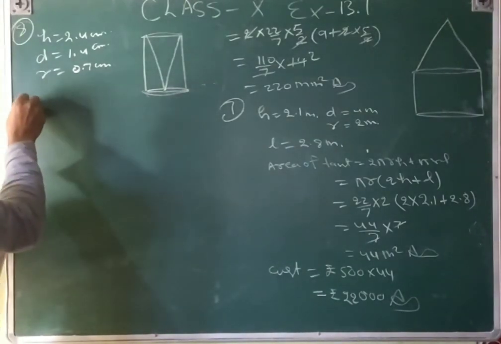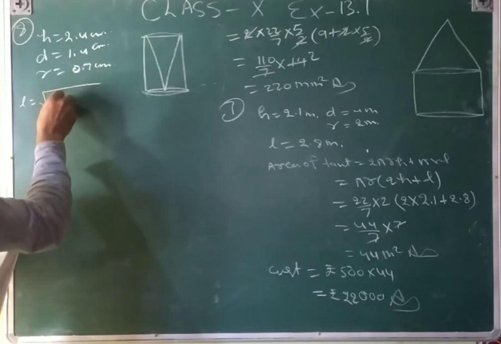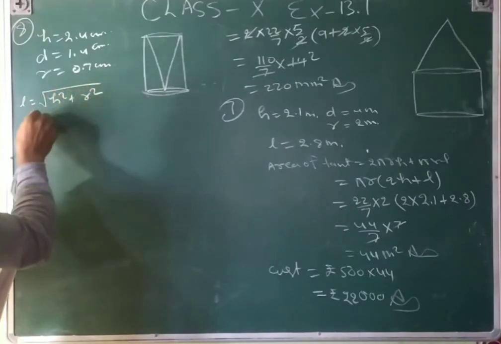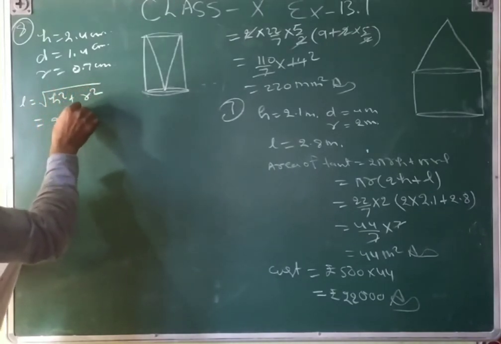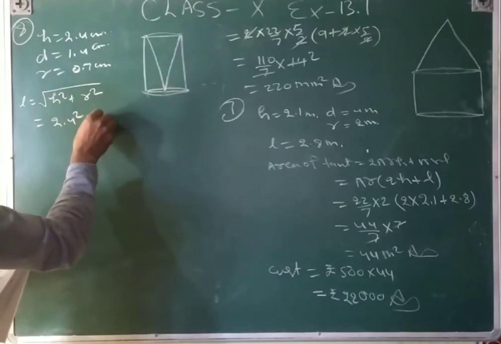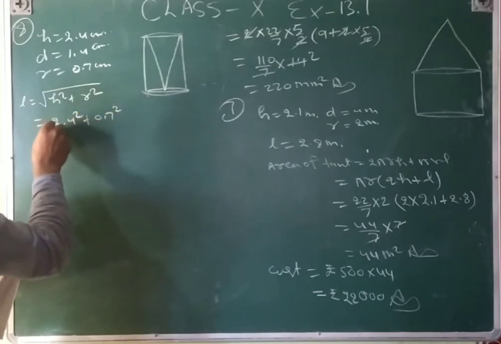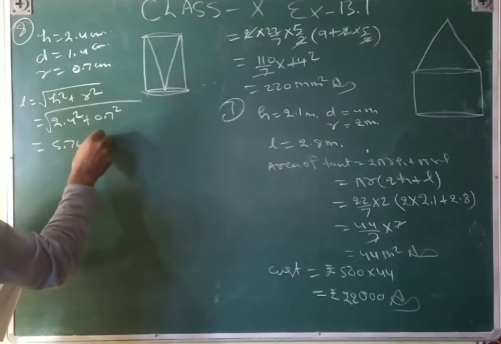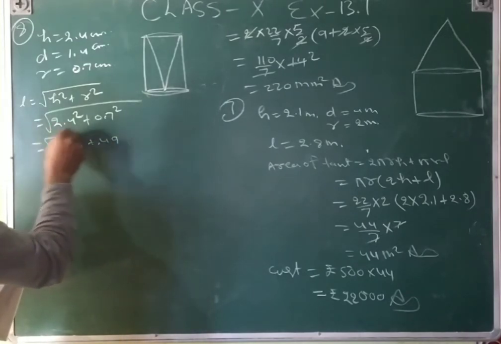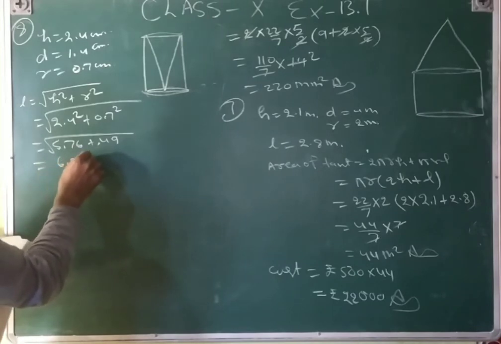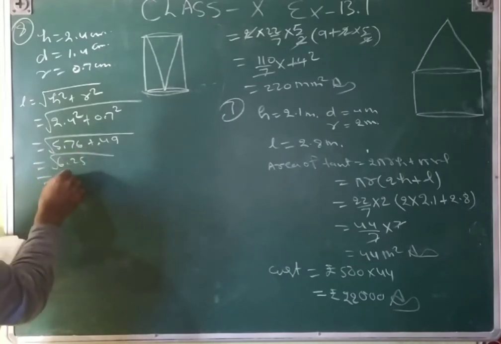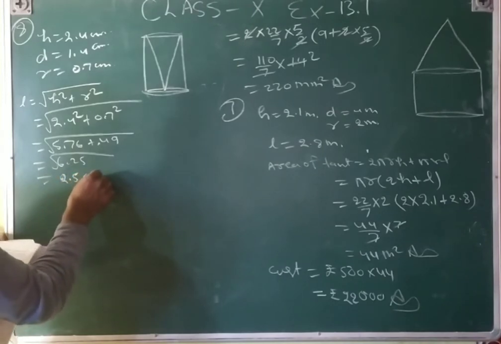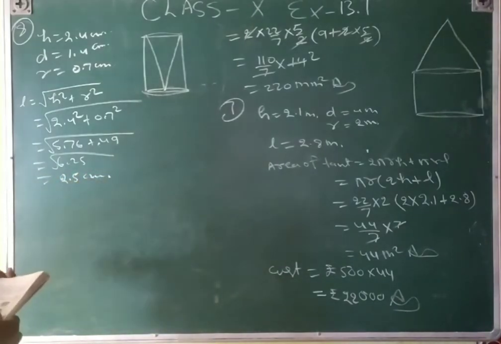So L is equal to root of H square plus R square. So that 2.4 square plus 0.7 square. So that 5.76 plus 0.49, that is decimal. So that will be 6.25. So that will be 2.5 centimeter.